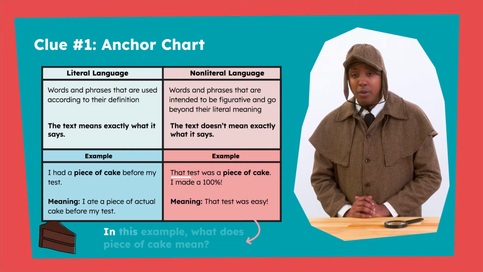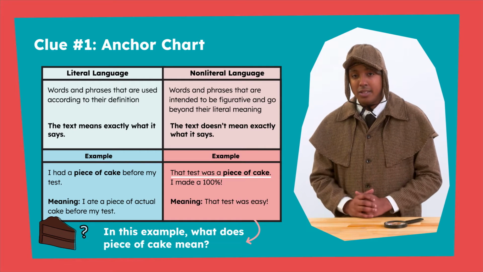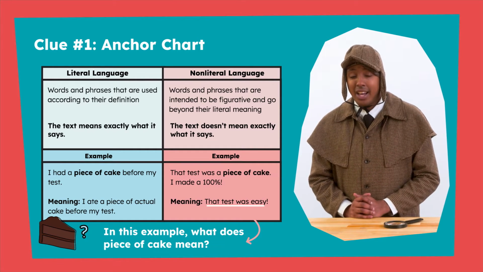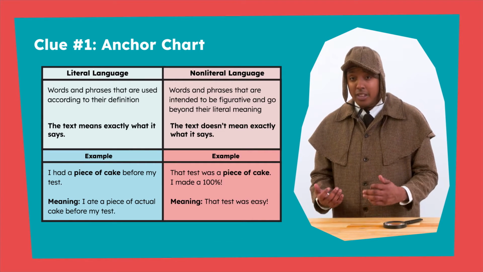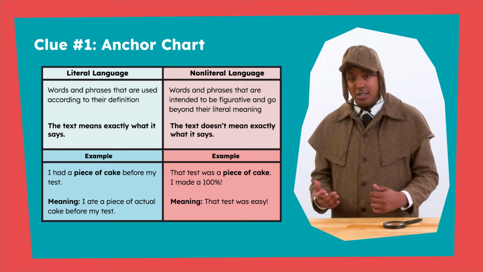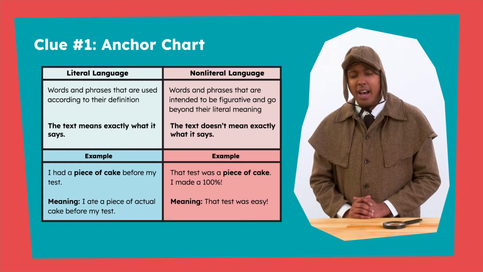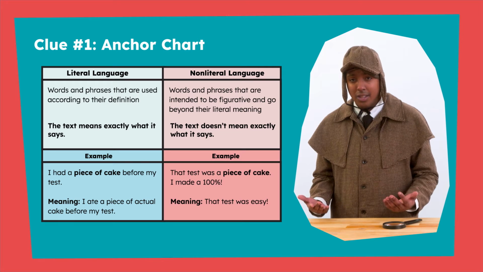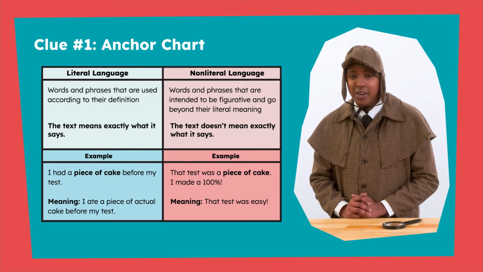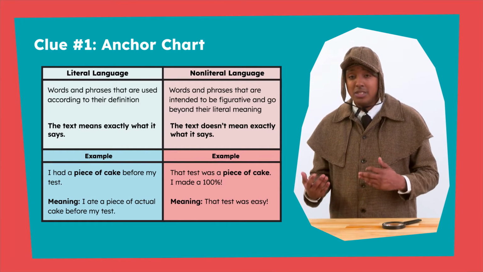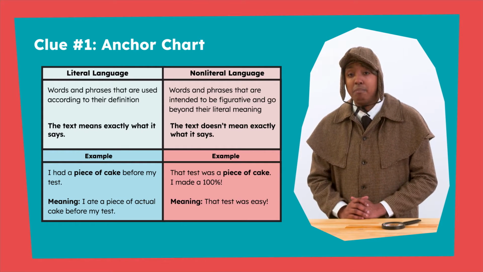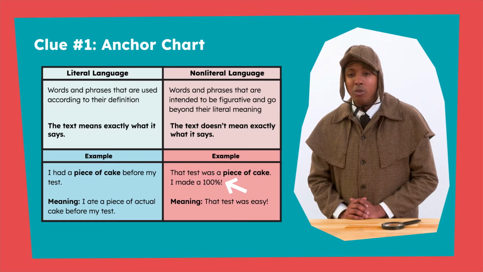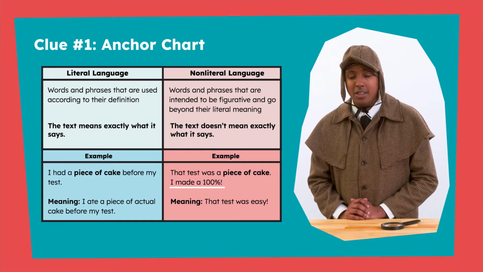So, in this example, what does piece of cake mean? Yes, that the test was easy. You're right. It's the same as when my boss said that solving today's case would be a piece of cake. But wait, how did you know that piece of cake meant easy? Oh, I see. You were able to use the sentence after the non-literal language to determine the meaning of piece of cake meant easy. What does the second sentence say? Read it out loud for me.